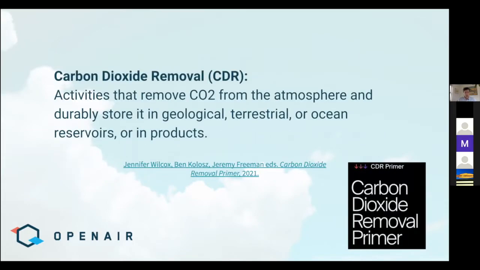Quick background on carbon removal. We always like to define it and talk a little bit about it before we engage in these programs. Carbon removal, most of you are familiar, but carbon removal is the practice of capturing CO2 from the atmosphere and storing it safely and durably in the geosphere, the ocean, or in long-lived products.